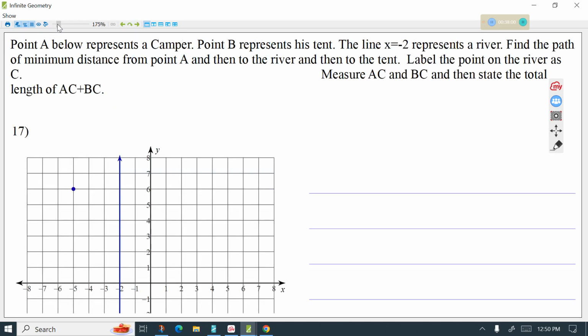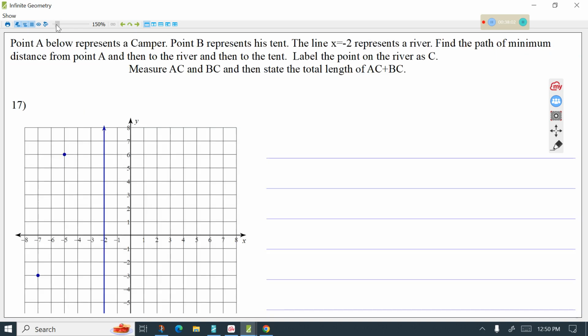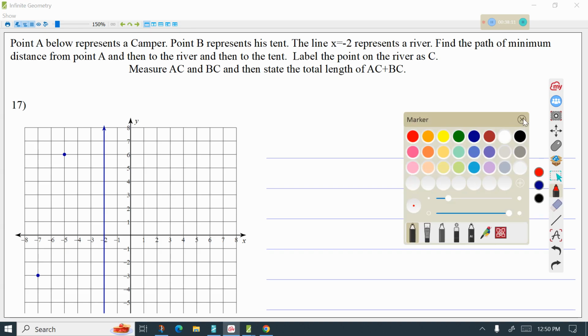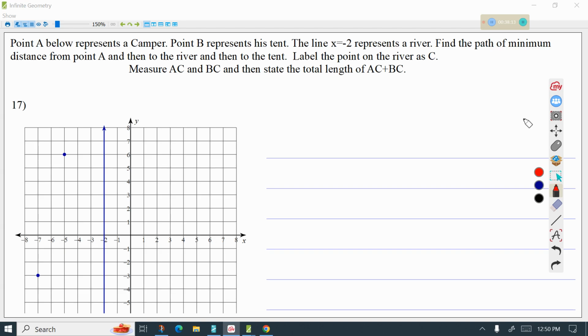All right, this was also a very big day. I knew that this would be a test question this year, so I tried to make sure that we really hit the nail on the head in our lesson. So let's talk about the way this works. The first point is A. So I should have labeled that, and point B should be right here. And we should label this thing as the river.